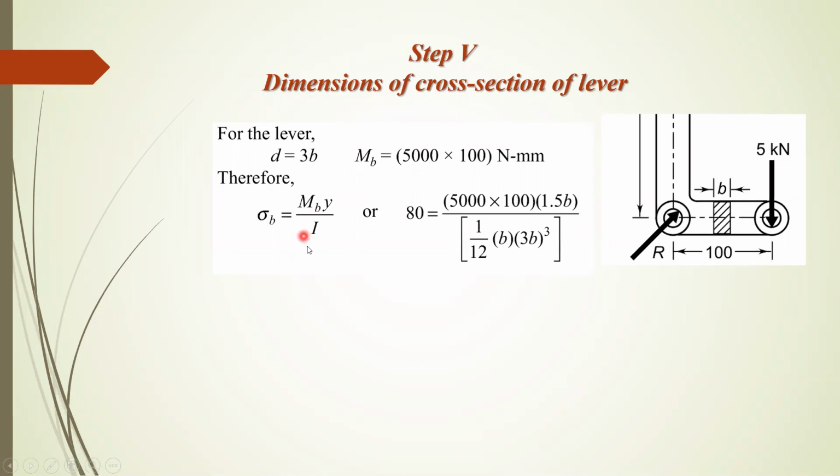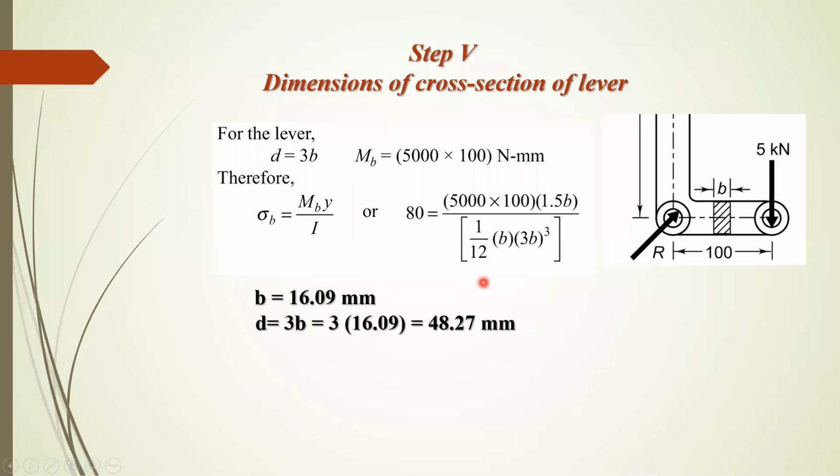And I is the area moment of inertia. The cross section of the lever is rectangular, so I is bd cubed by 12. Here b is the thickness and d is the width. We can see d is 3b, so it is b d cubed divided by 12. And the bending stress sigma b is 80 Newton per mm square, the allowable bending stress that we calculated in the first step. So by putting all these values, 80 equals 5000 into 100 multiplied by 1.5b and divided by bd cubed by 12. In this equation only one value is unknown, that is b, which needs to be calculated by simply solving this equation.